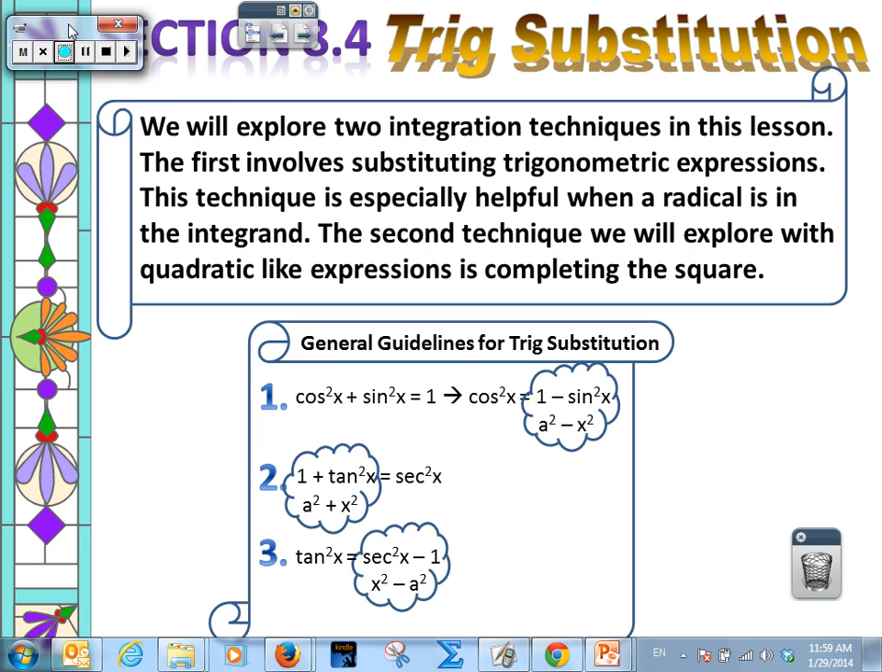We use this technique when one of our other techniques won't work. It takes a little while. So this is after we try some of the other things that we've worked with, we use this technique. We're not looking at the other technique because we've already looked at completing the square. We do that in a different lesson. So we're just looking at trig substitution.